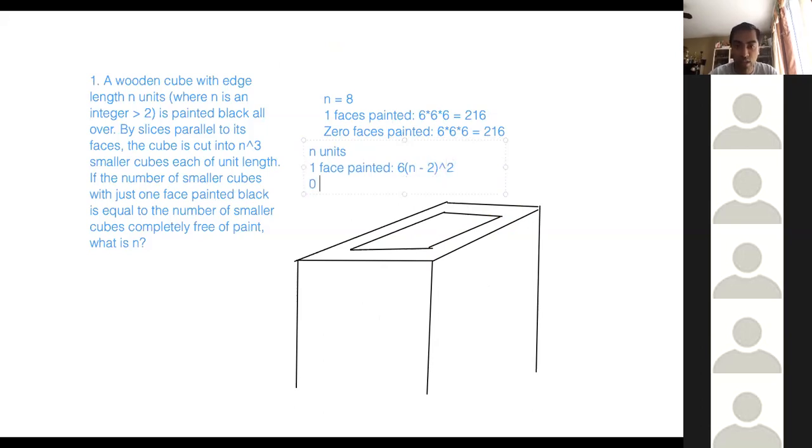Now with 0 faces painted, that's the inside cube, right? So in this case, we said it's the cube considering 2 units less on each face. So this was 6 by 6 by 6. And in general for n, if this is n, then this should be n minus 2. So it's n minus 2 cubed.